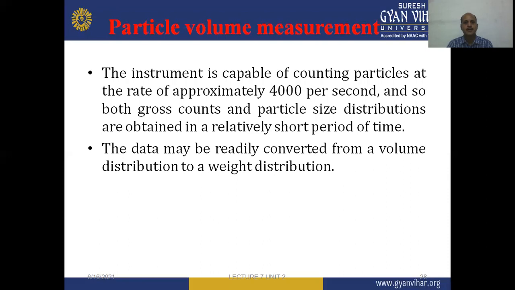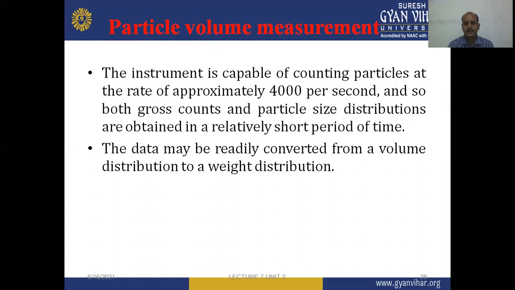This instrument is capable of counting particles at the rate of approximately 4,000 per second. So you can see the capacity of this instrument is very large. We can easily count so many particles, and the speed is very high in the particle volume measurement method by the Coulter counter apparatus. So both counts and particle size distributions are obtained in a relatively short period of time. This is a very big advantage of the Coulter counter apparatus. The data may be readily converted from a volume distribution to a weight distribution. First, we have to obtain the result in terms of volume distribution, and then it will be converted in terms of weight distribution.